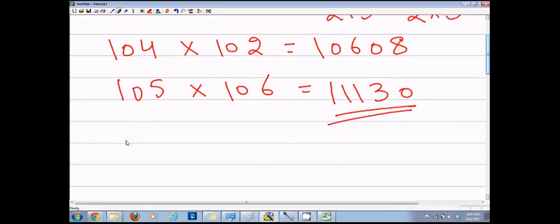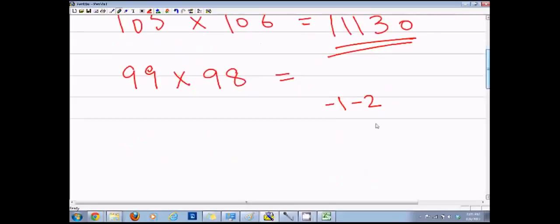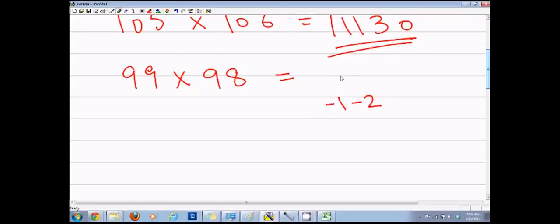If I have a number less than 100, for example 99, and I want to multiply by 98, in this case we have 1 less than 100 and here 2 less than 100. So what we have to do is first write -1 minus 2, and that is equal to -3. So we will subtract that from 100, so that will be 97, and then multiply these two numbers together. If we multiply them together it will be equal to -1 into -2, that is equal to 2. So the answer is 9702.